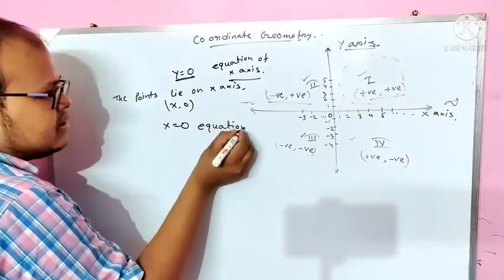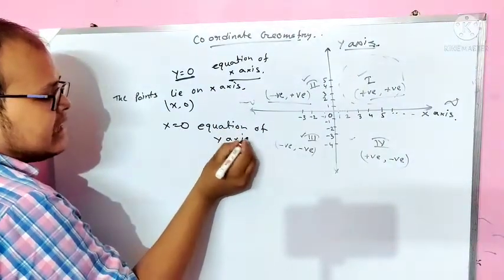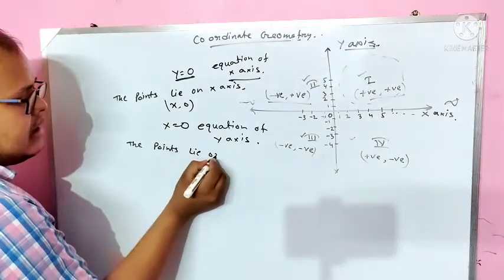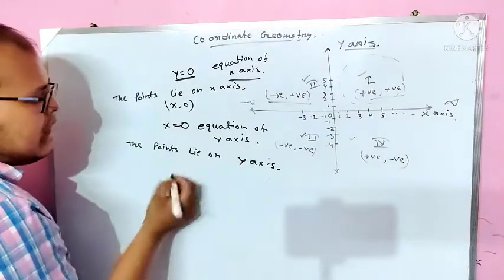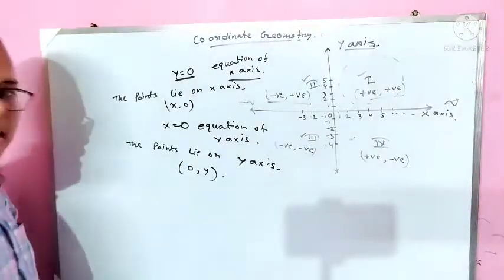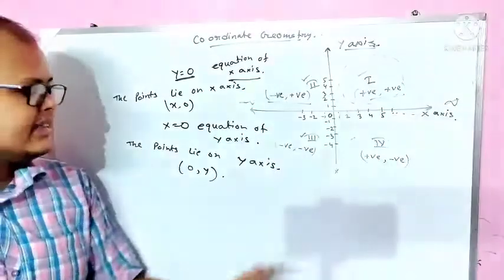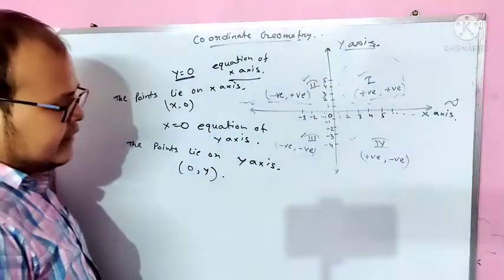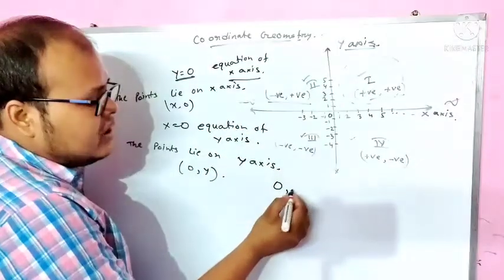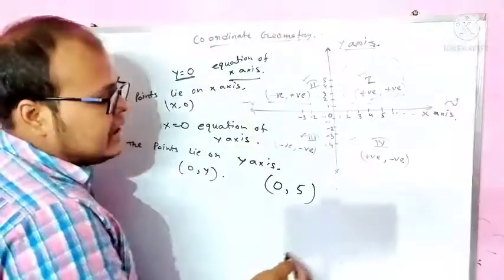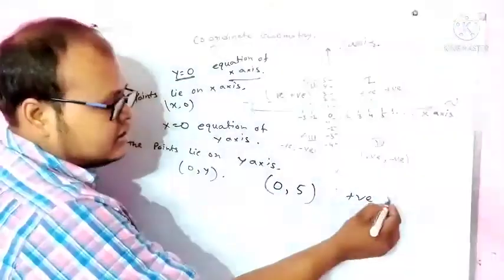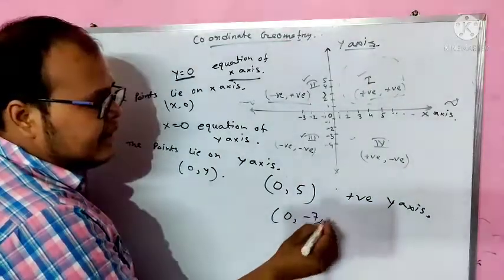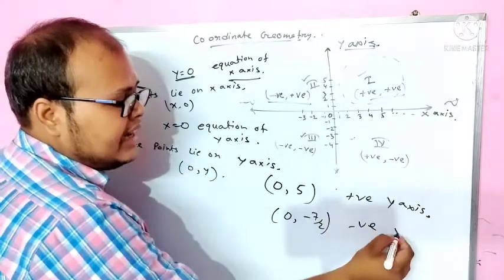So x equals 0 is the equation of the y-axis, and the points which lie on the y-axis will look like 0 comma y. Again, the positive y-axis and negative y-axis can be defined from here. 0 comma 5 will lie on the positive y-axis, and 0 comma minus 7 by 2, suppose, will lie on the negative y-axis.